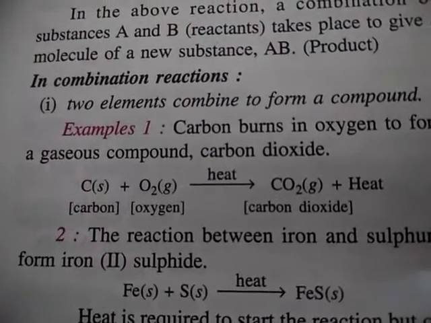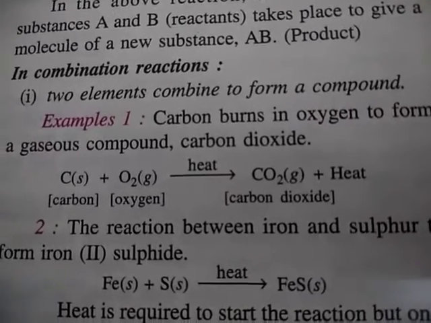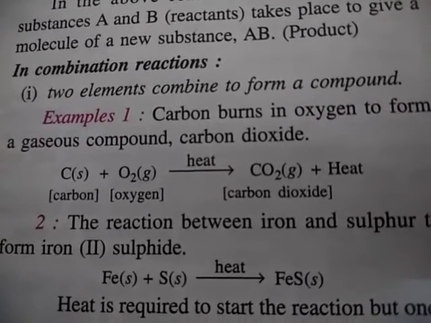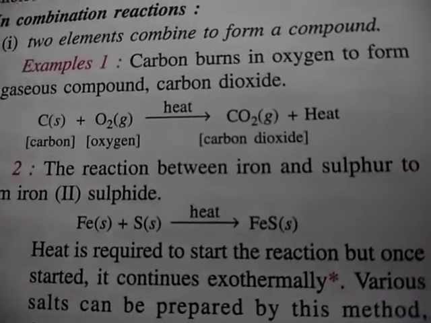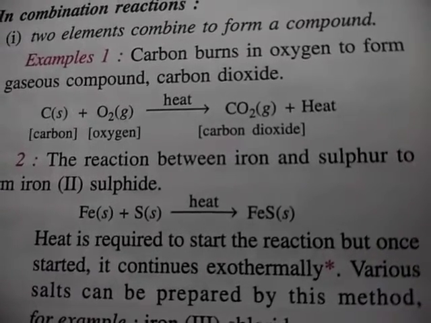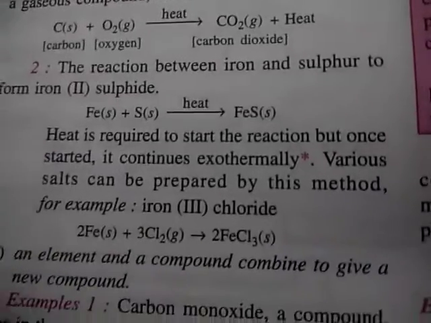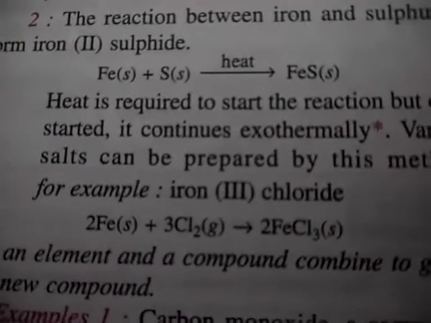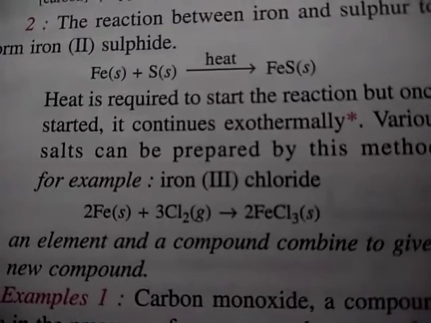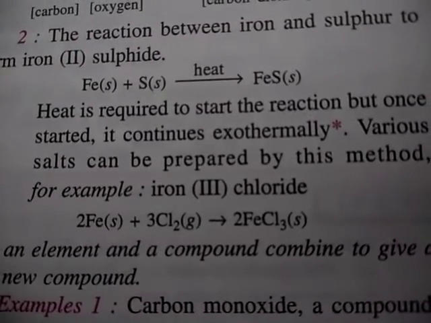You can see carbon plus oxygen, carbon dioxide has been produced, means two molecules have joined together to become a single entity. Then iron and sulfur, iron sulfide has been formed. Then iron reacts with chlorine and all the species have joined together to become iron chloride.